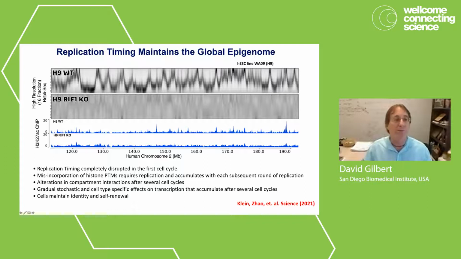But the point for this slide is that when we knock out RIF1, we get a complete loss of this program. And even this shadow of some sort of determinism in the background is not resembling at all the normal replication timing program. And so then we did ChIP.